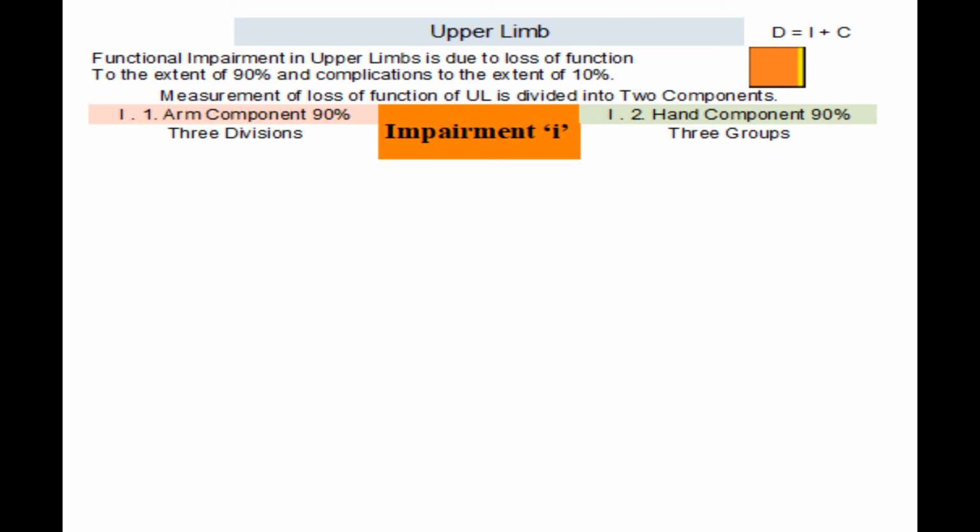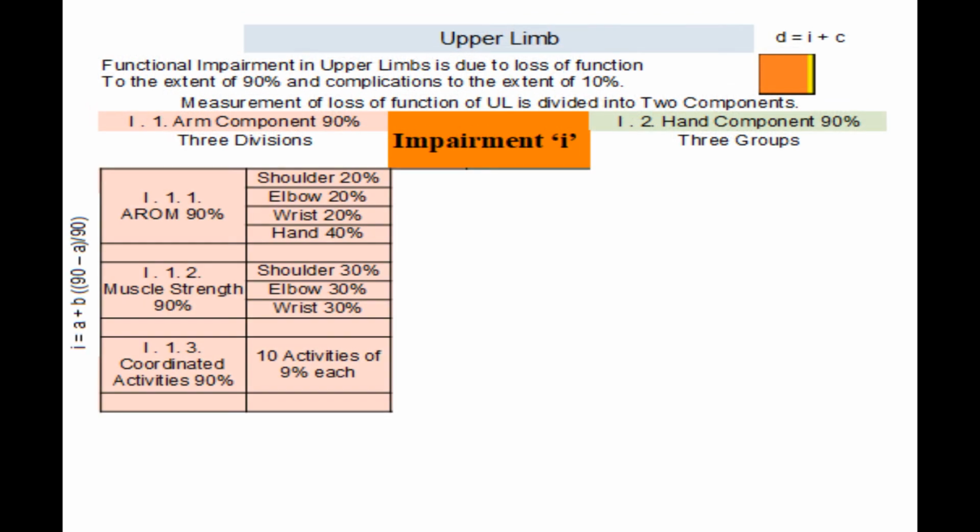Each of these components can have a maximum value of 90. That means after processing the loss of functions in these components, the final value you can get at the maximum is 90. Arm component has 3 divisions, hand component has 3 groups. The 3 divisions of arm component are: first, AROM or active range of movements division, the second, muscle strength division, and the third, coordinated activities division.